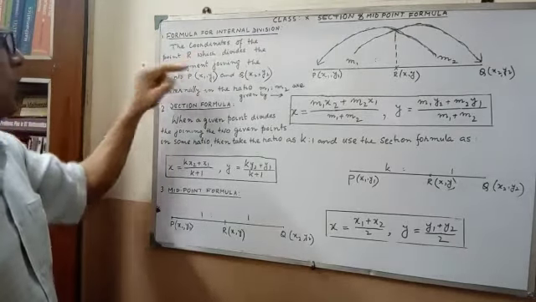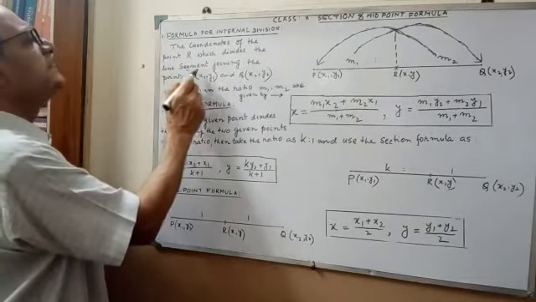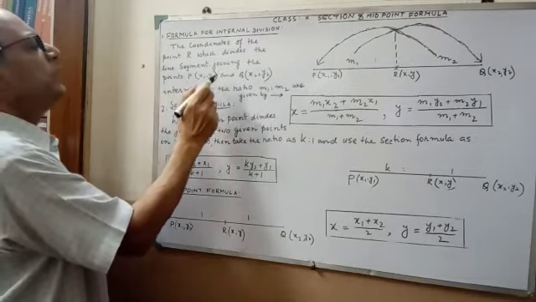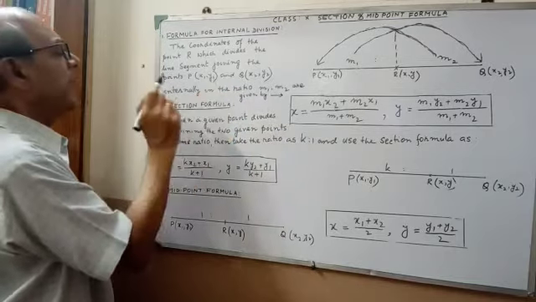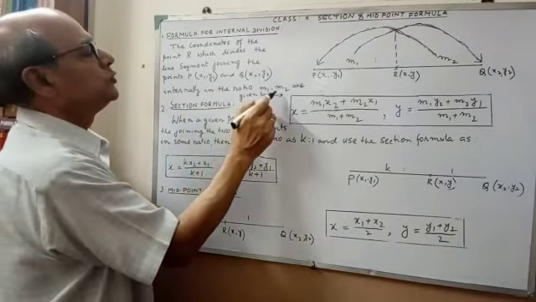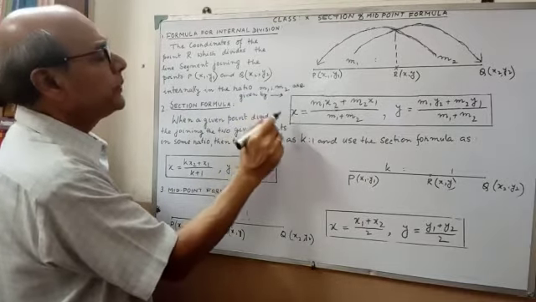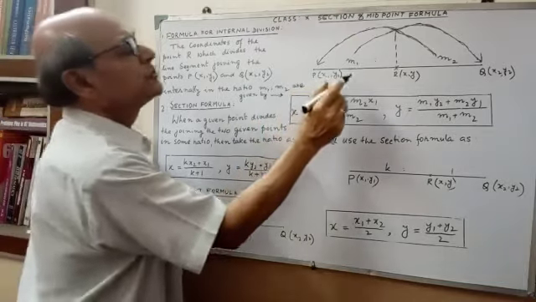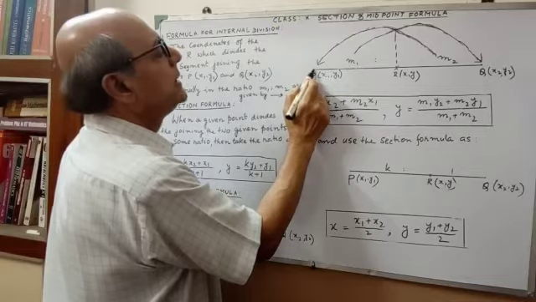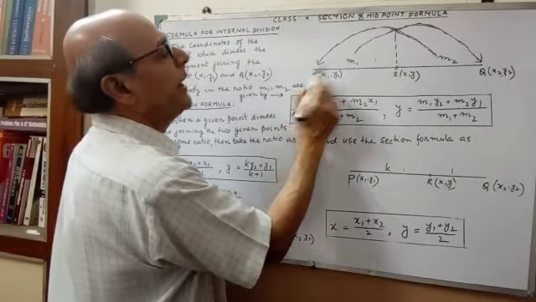First, see on the board the formula for internal division. The coordinates of the point R, which divides the line segment joining the points P (x1, y1) and Q (x2, y2) internally in the ratio m1 is to m2, are given by x. Before telling this, now see the diagram. The segment has no arrow mark.